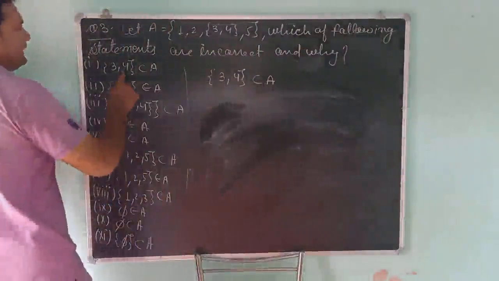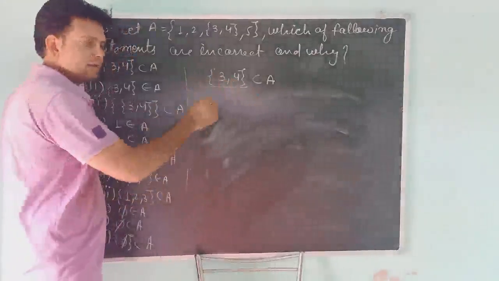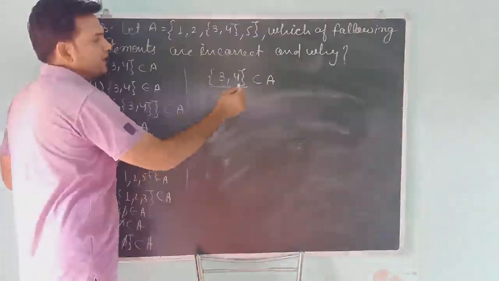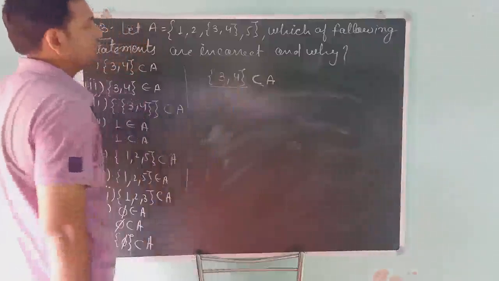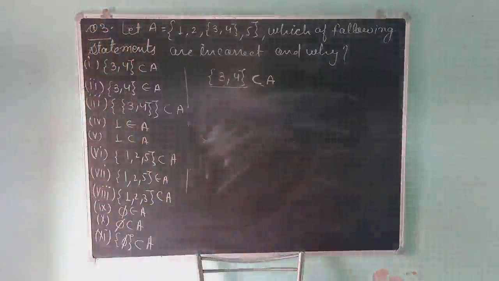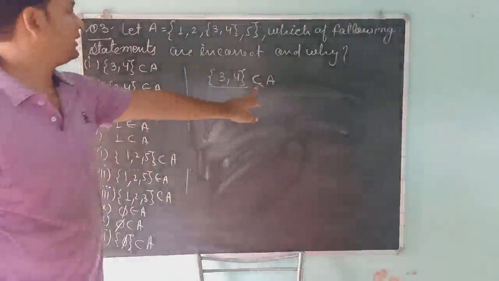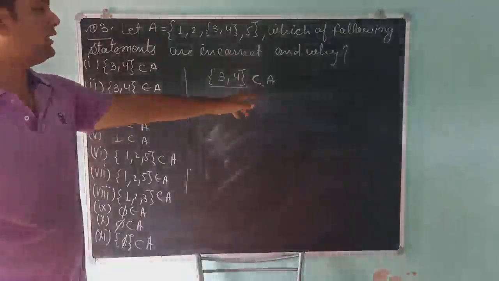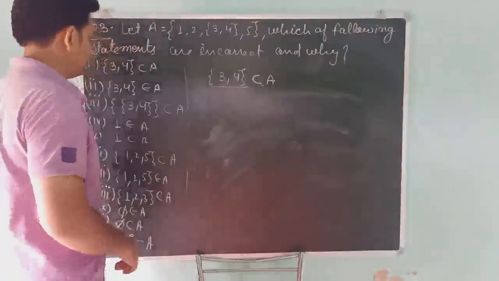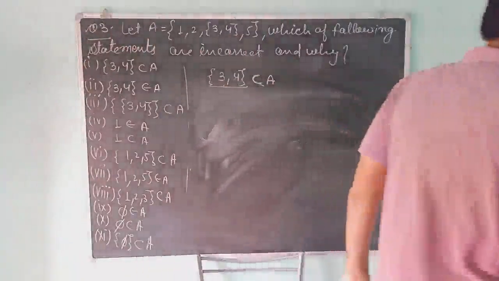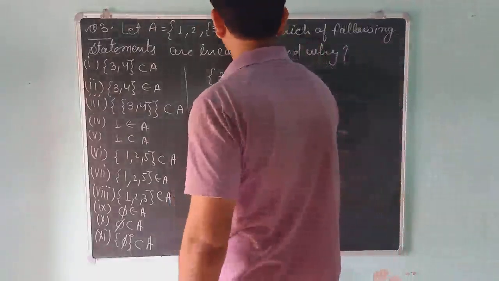The first statement is incorrect. According to the first statement, this is only an element, and with an element we can't use the symbol of subset. This is not a subset. This is only an element. So here we can't use the sign of subset. So this is the incorrect statement.